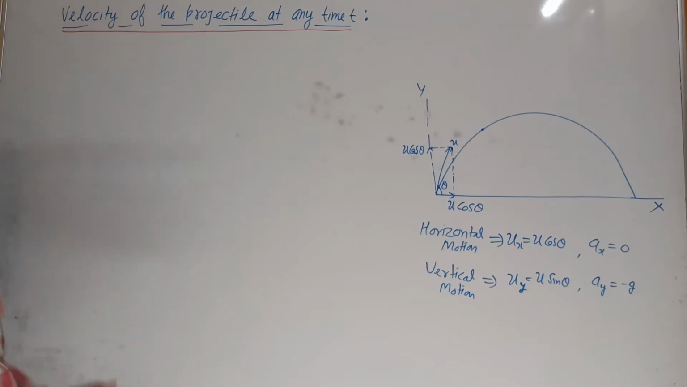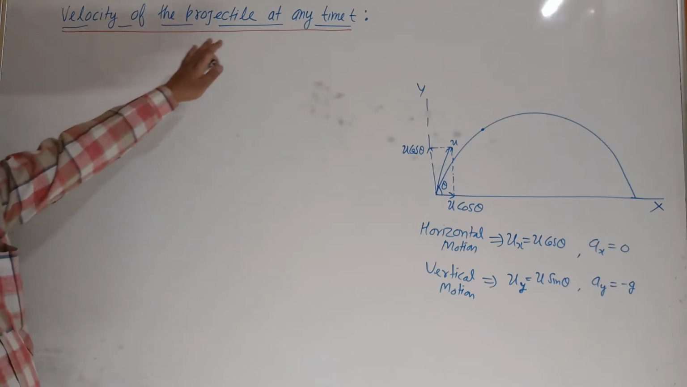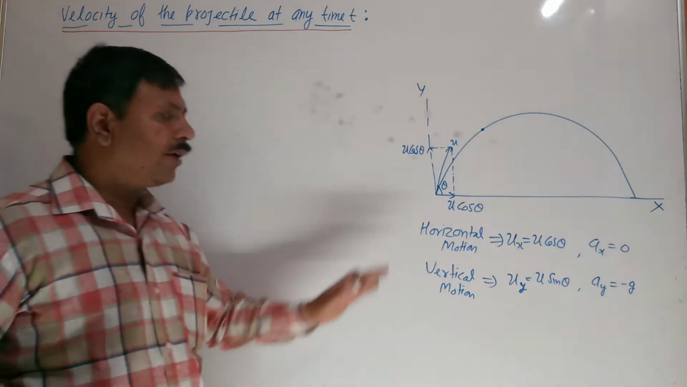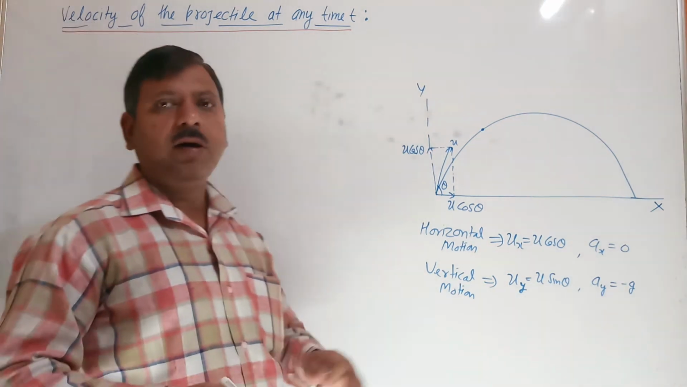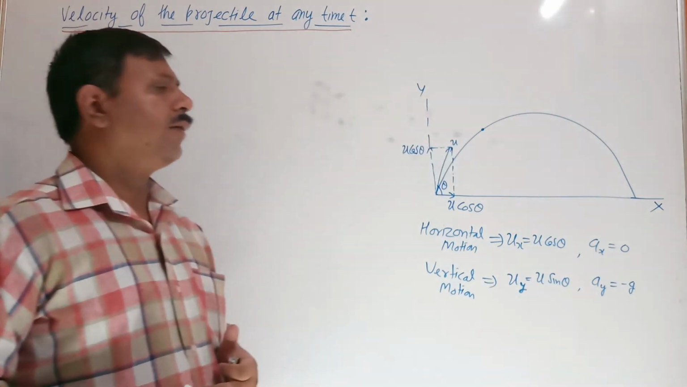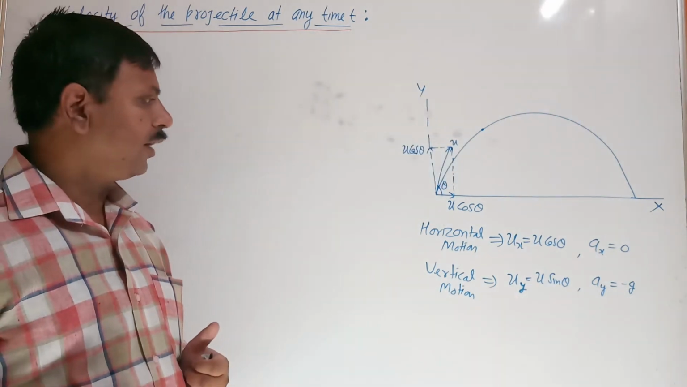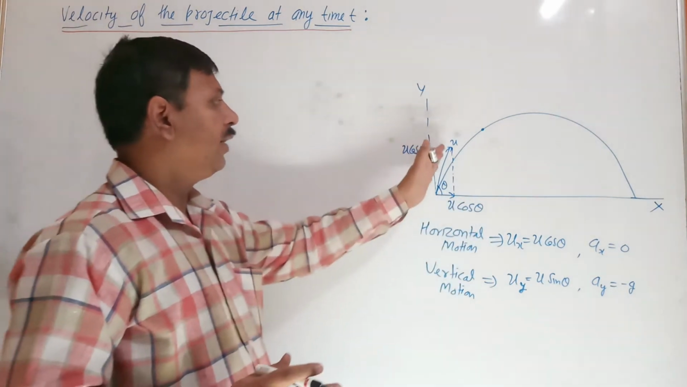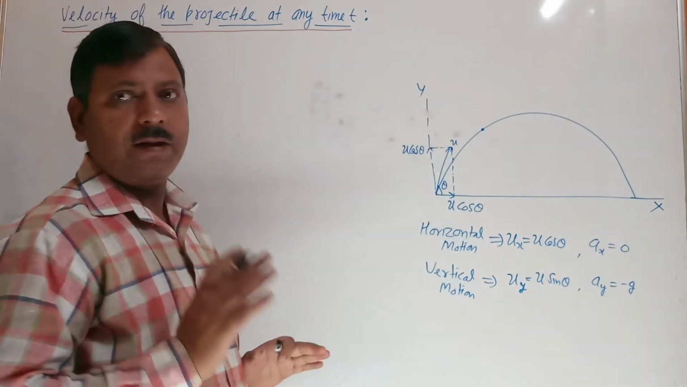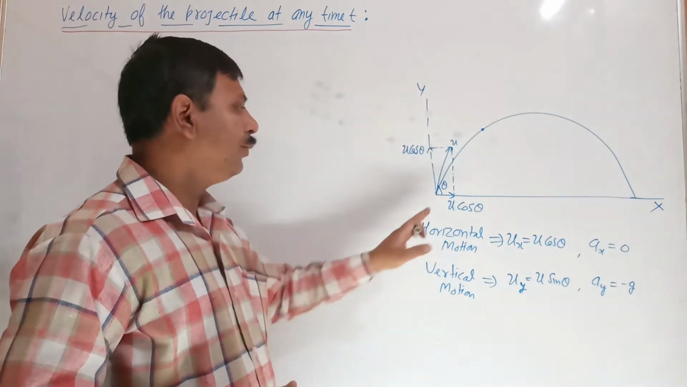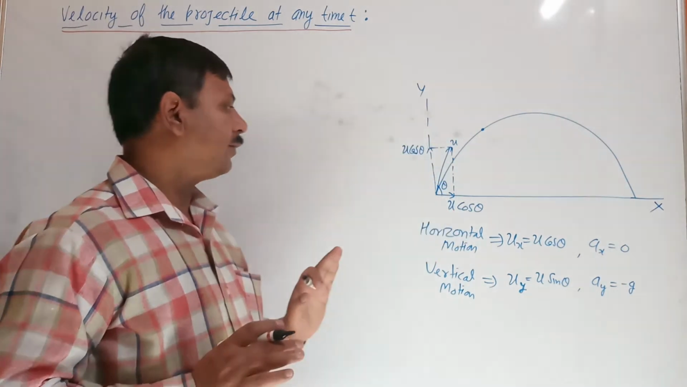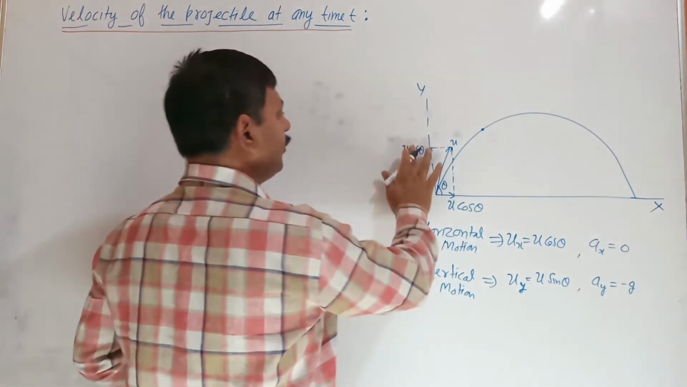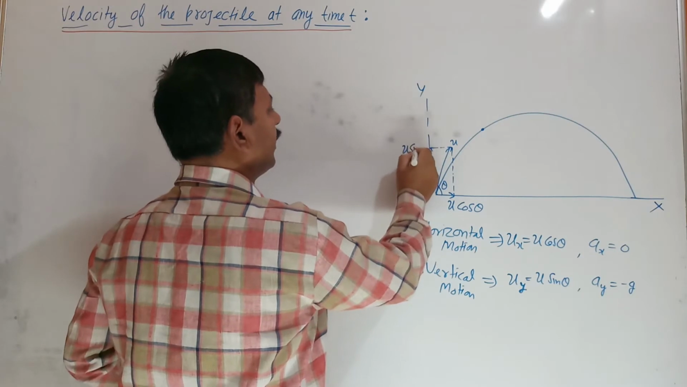Today we will discuss the velocity of the projectile at any time. See, what will be the velocity at any time or at any point of the trajectory of the projectile? So see here, what we have told earlier: if the velocity of projection is u, the initial velocity, then u cos theta will be the horizontal component, and u sin theta will be the vertical component.